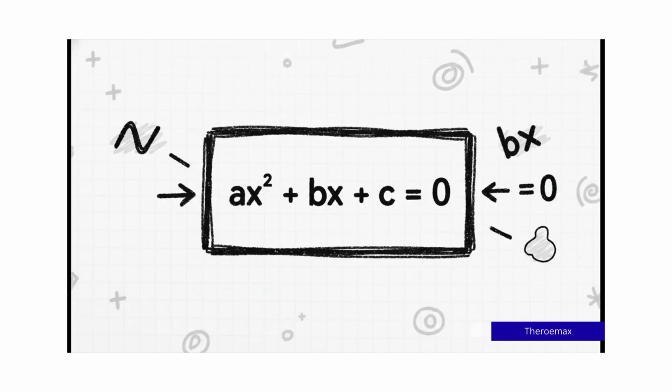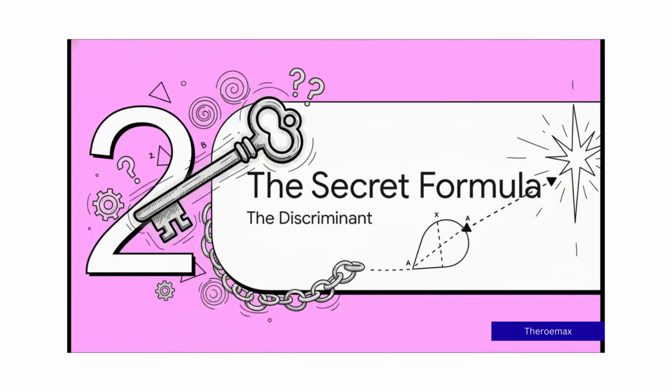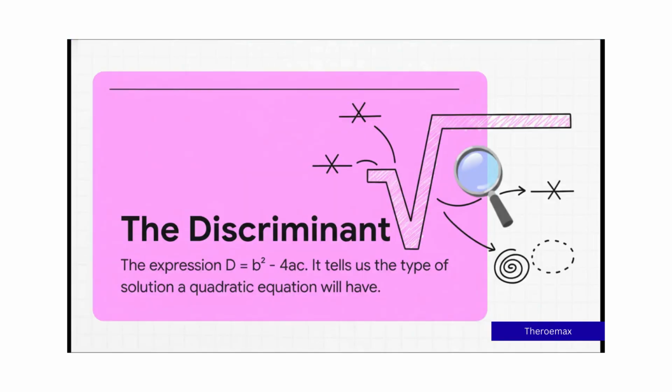All right, but before we can do any predicting, we've got to get our equation in the right format. It has to be in the standard quadratic form. You see it, right? ax squared plus bx plus c equals 0. And this is non-negotiable. It's the only way our secret weapon is going to work. And that brings us to the key, the thing that unlocks this whole mystery. It's time to reveal the secret formula that makes all this magic happen. Everybody say hello to the discriminant. The formula is super simple. D equals b squared minus 4ac.